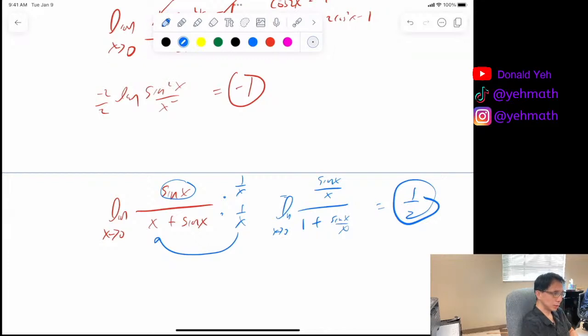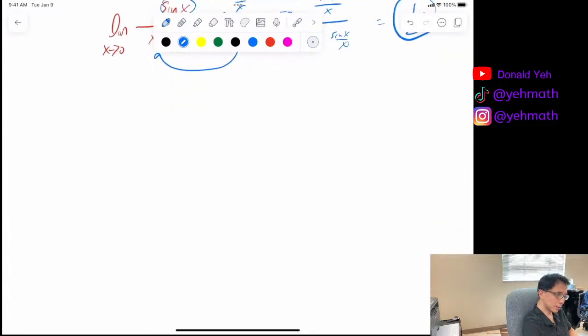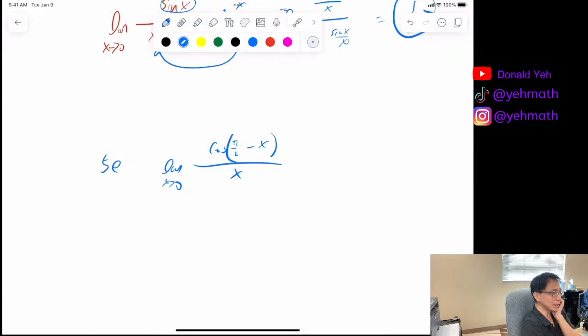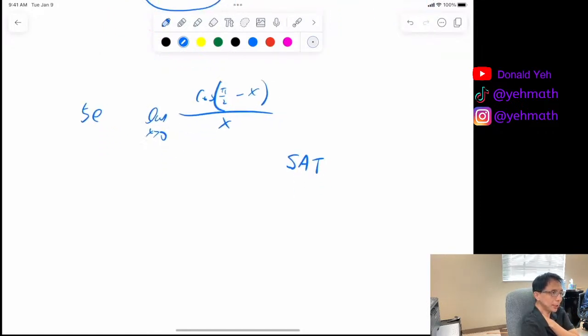What does this say? Limit as x approaches 0. Okay, this is a good one. Now on your SAT, you're going to see this kind of question, so you might want to think about this.